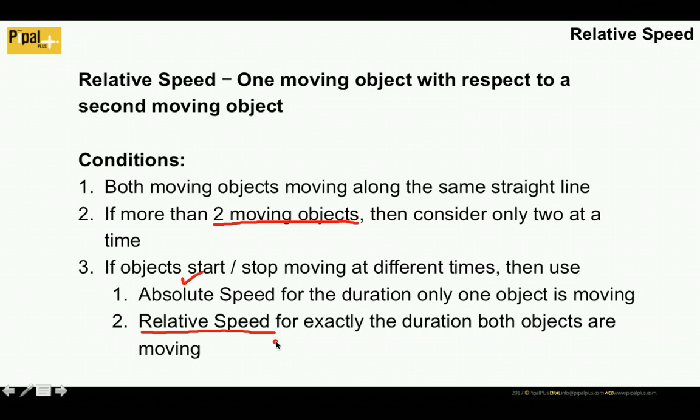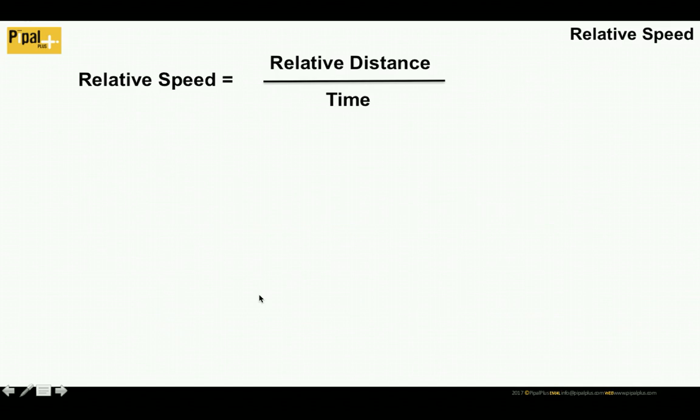Now what happens is that in some questions, one of the objects stops moving. Now as soon as this object stops moving, you will stop applying relative speed right away, because now again only one of the objects is moving and you will move back to absolute speed. Right. Now just like absolute speed, the relative speed is calculated as relative distance divided by time.